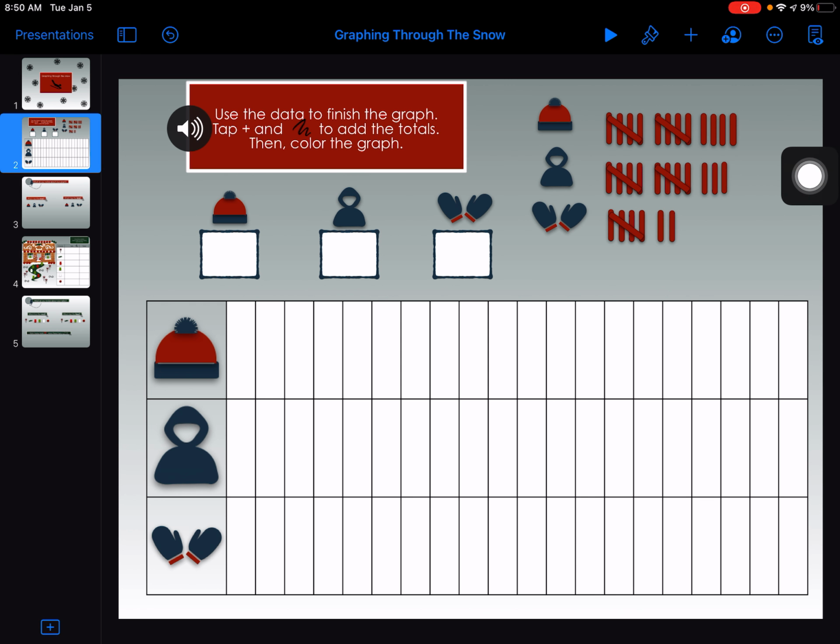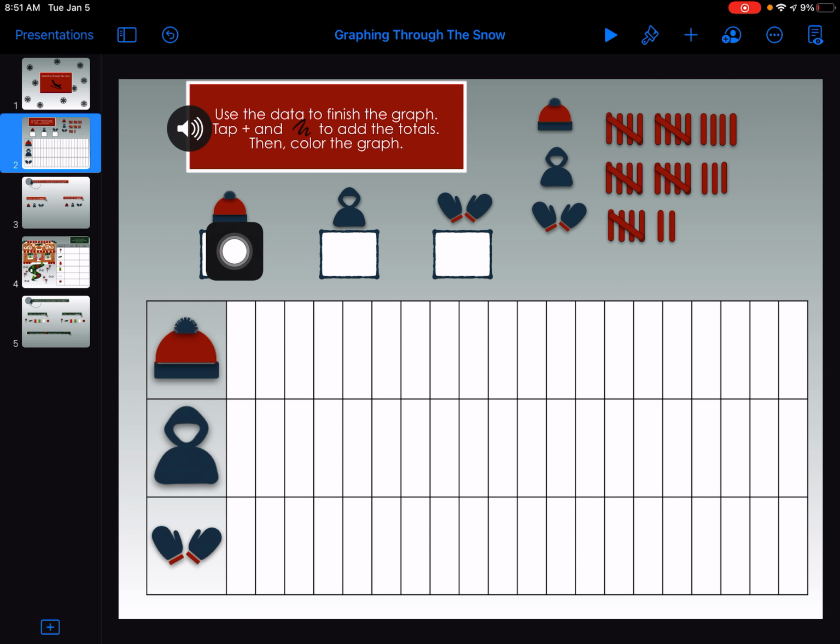I remember that when we're counting tally marks, if we see a group of 5, we can skip count. A group of 5 has 4 tally marks that are up and down and then 1 across it. So I'm going to skip count when I see a group of 5 and then add the rest. Watch me. 5, 10, 11, 12, 13, 14. I see 14 tally marks to represent the number of hats, which means there are 14 hats.